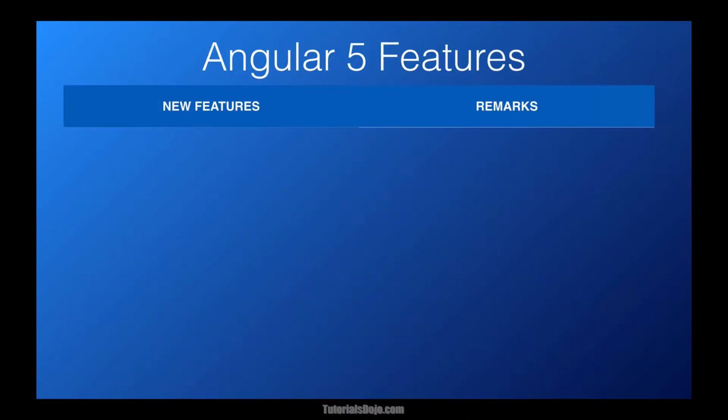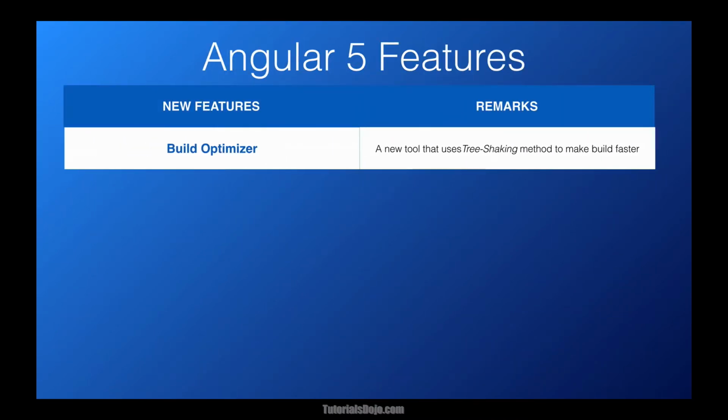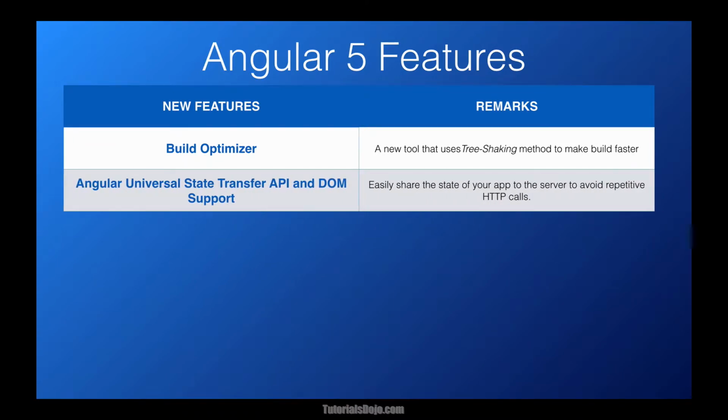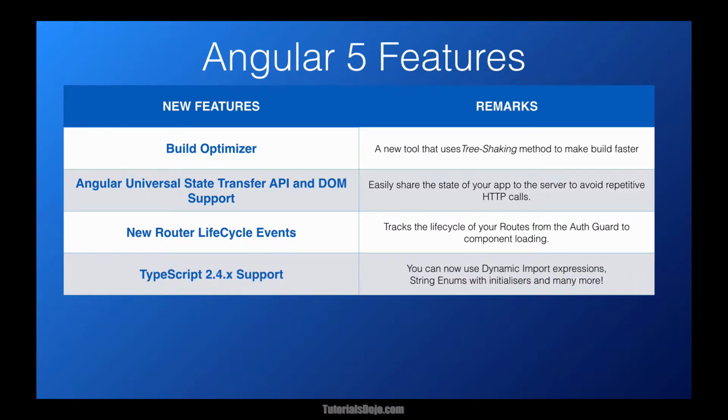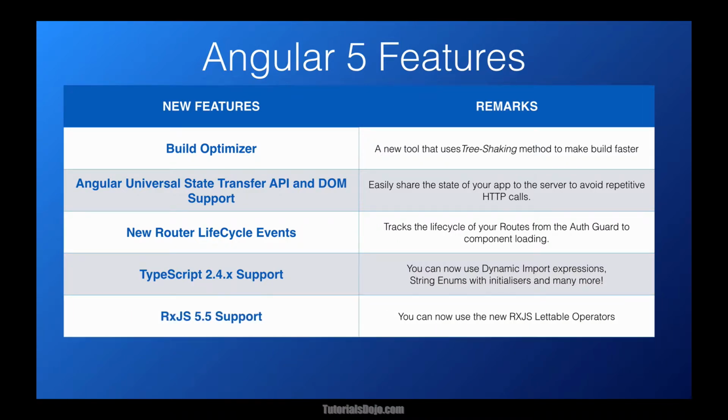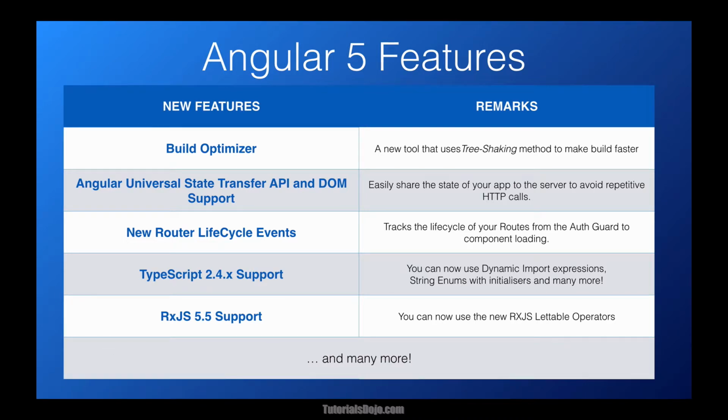There are about 5 major features for Angular 5. They are: 1. The Build Optimizer, 2. The Angular Universal State Transfer API with DOM support, 3. The new router lifecycle events, 4. The TypeScript 2.4 support, and lastly, the RxJS 5.5 support. Let's talk about these features one by one.